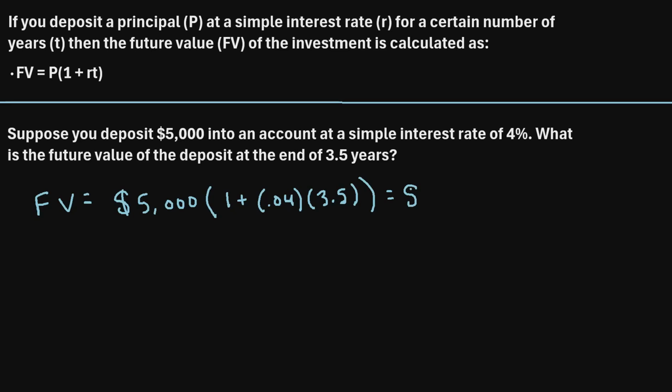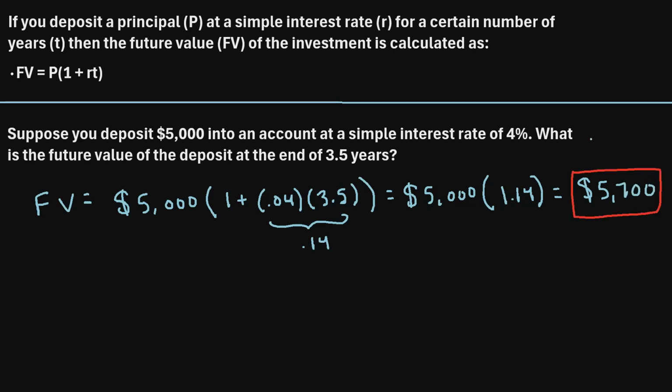So we can simplify this a little bit, and we get $5,000 times 0.04 times 3.5. This turns out to be 0.14. So inside these parentheses, we get 1 plus 0.14, which is just 1.14. And if we do $5,000 times 1.14, that turns out to be $5,700. So this is what the future value will be of our deposit after 3.5 years.